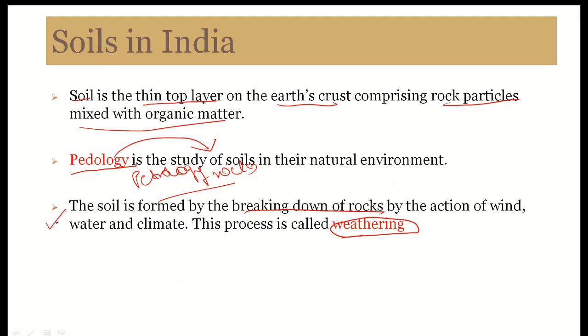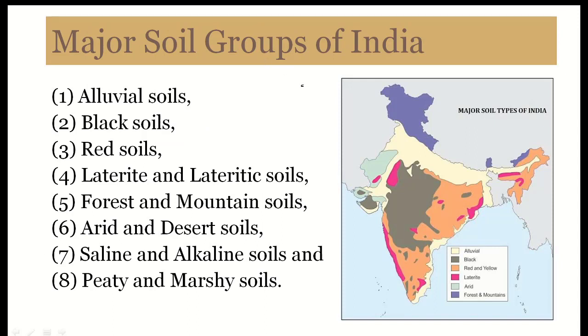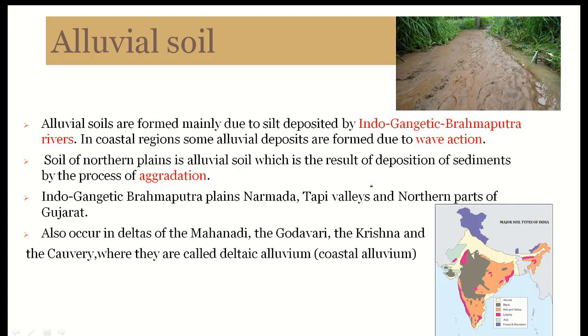Okay. Now we'll see the major soil groups in India. The first is alluvial soil, black soil, red soil, laterite and lateritic soil, forest and mountain soil, arid and desert soil, saline and alkaline soil, peaty and marshy soil. These are the major soil groups present in India. First we'll discuss alluvial soil.